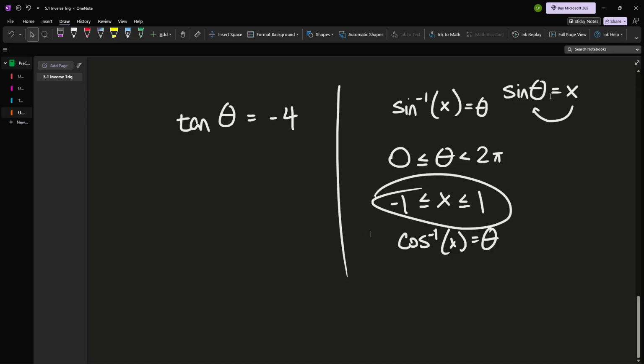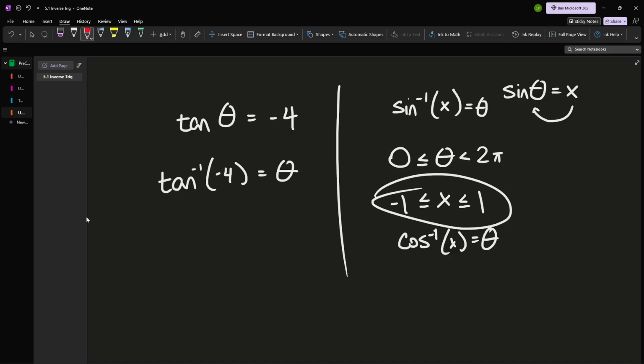Okay, now we could wrap it up with tangent, because tangent could be any possible values over here. Sine could only be from -1 to 1, inclusive; tangent could be any value. So for tangent, we now want to apply the inverse. I like to swap my theta and my -4: inverse tan of -4 equals theta.